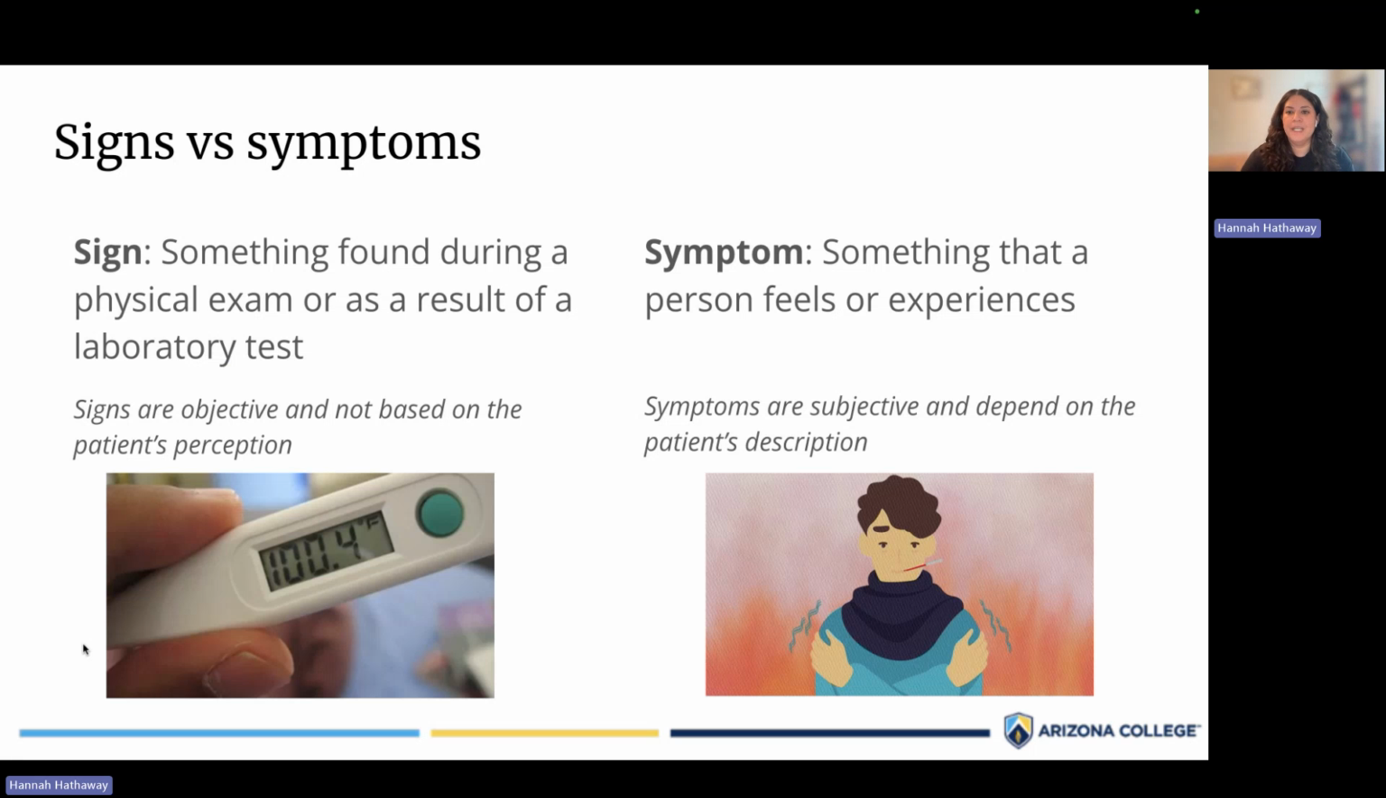A symptom is something that the patient feels or experiences. Symptoms can be kind of subjective and they can depend on the patient's description. A similar example, a patient might report that they are feeling chills. There's no way for us to measure chills, but those two things together, running a fever and having chills, that's indicative that they probably have some sort of infection. Okay, so that's the difference between a sign and a symptom.